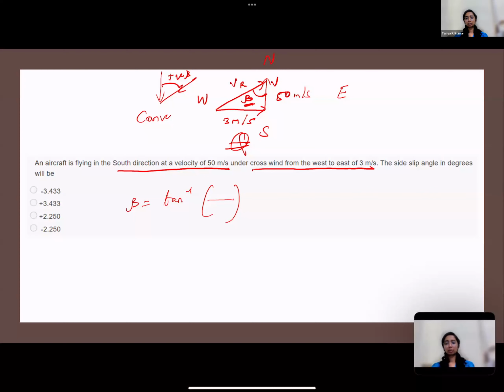From this diagram, from this triangle, what is it? Tan inverse 3 by 50, right? Opposite by adjacent. Opposite is 3 and adjacent is 50, correct?